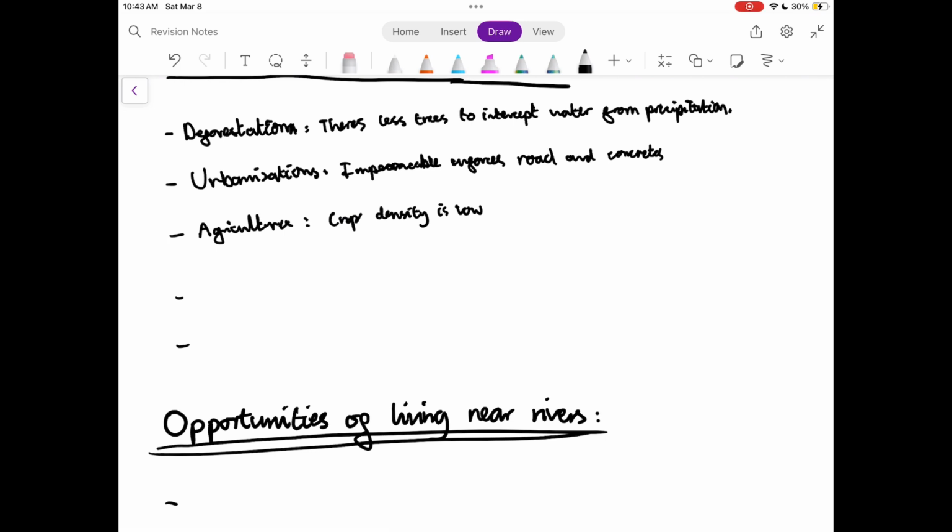So another thing that can cause flooding is dams being built. And this is because the dams hold the river upstream. So the water keeps building and building up behind the dam. So this could cause the river to burst its banks and flood. So it holds water upstream.